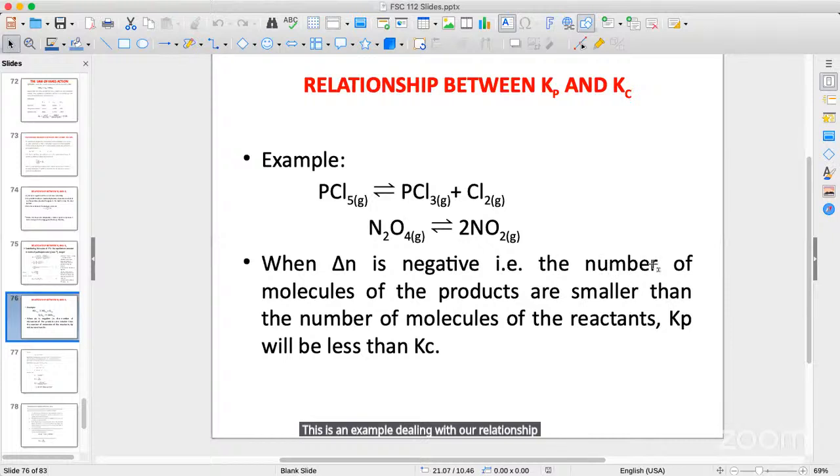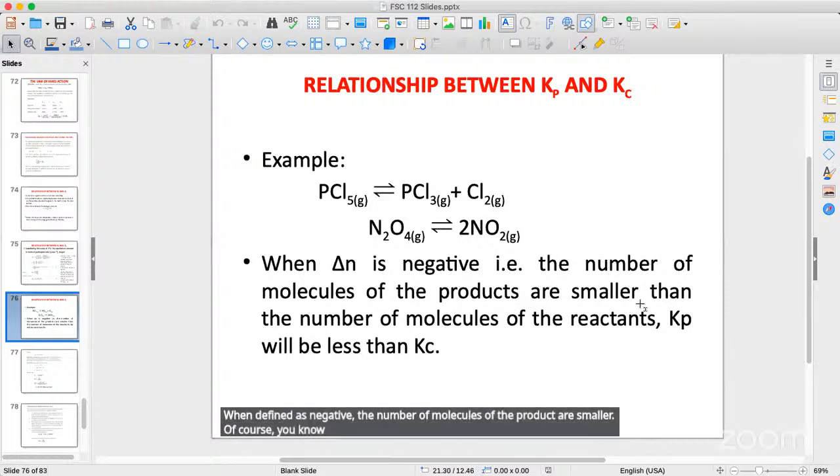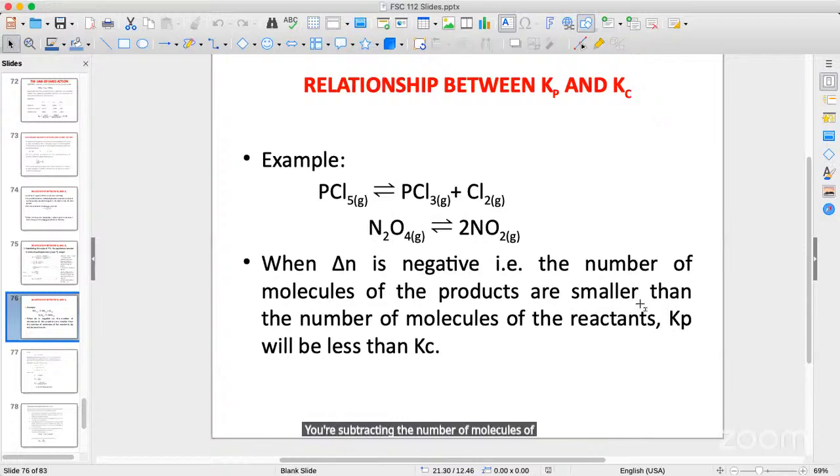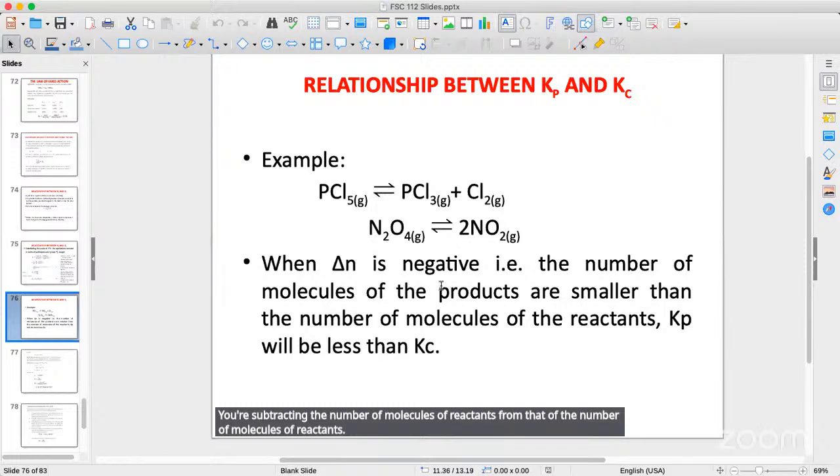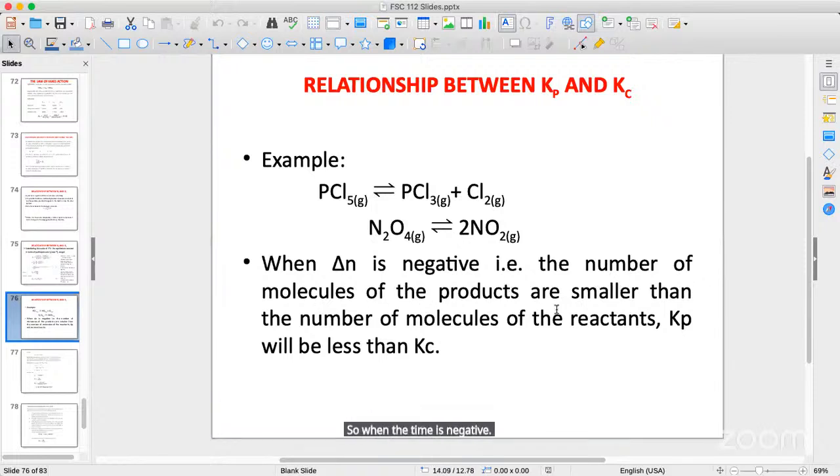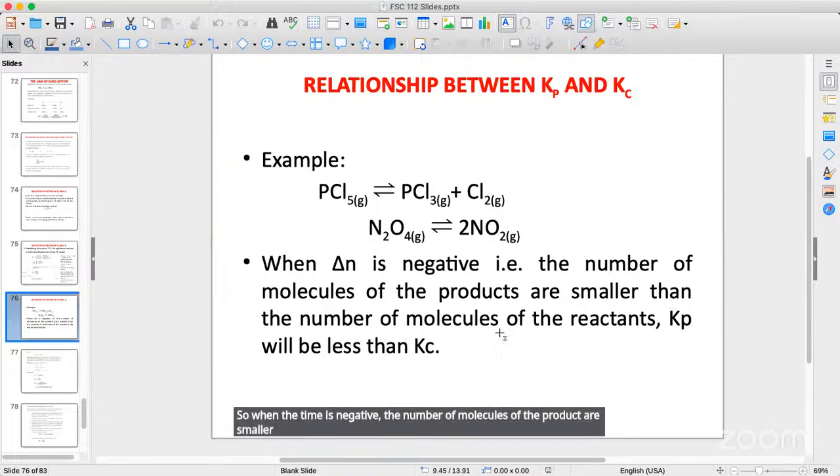When delta N is negative, the number of molecules of the product is smaller. Of course, you know where delta N is coming from. You're subtracting the number of molecules of reactants from the number of molecules of the product. So when delta N is negative, the number of molecules of the product is smaller than the number of molecules of the reactant. That means your Kp will be less than your Kc.